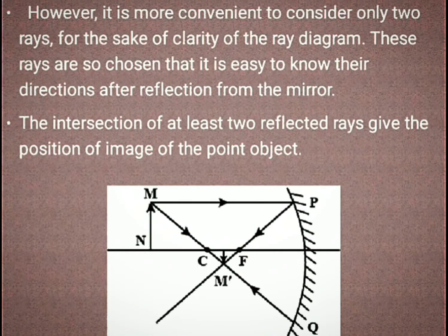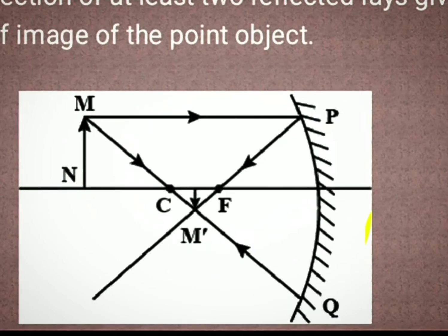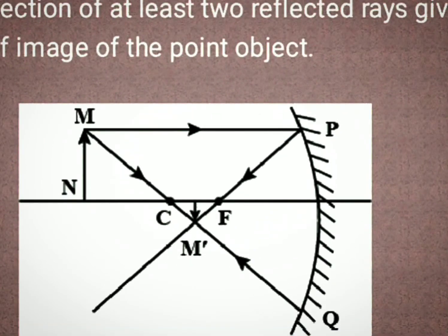However, it will be more convenient to consider only two rays for the sake of clarity of the ray diagram. This is because it will be easier for us to know the direction of the reflected rays. Hence, we will choose any two rays for constructing the ray diagram. The intersection of at least two reflected rays gives the position of the image of the point object. So you can see in this image, we have considered only two light rays and their intersection point as the location of image.